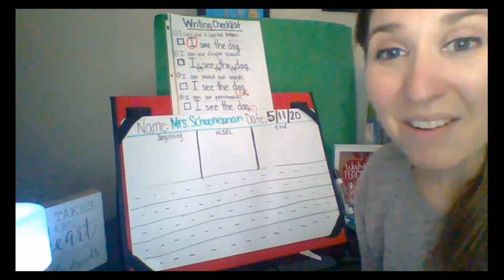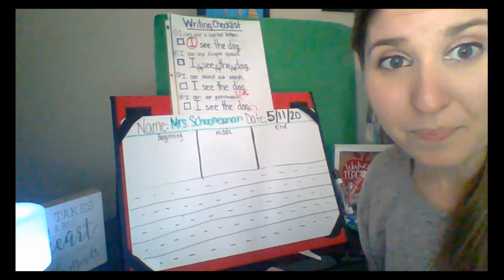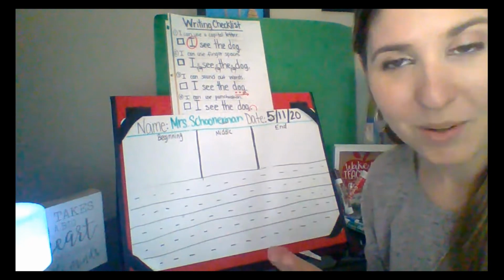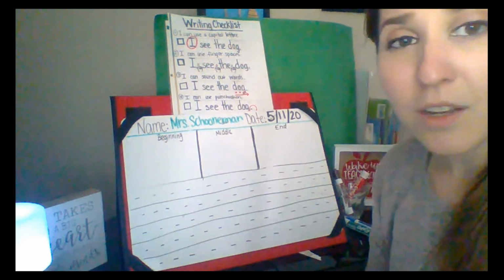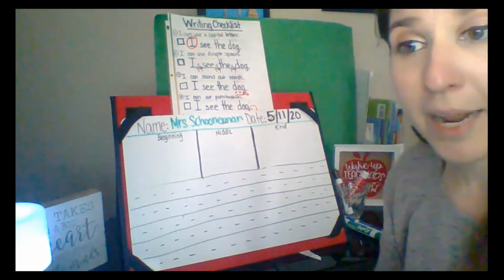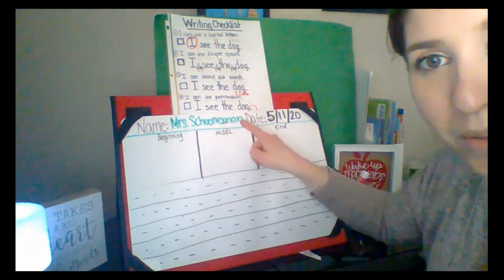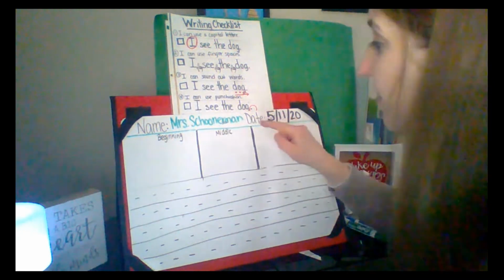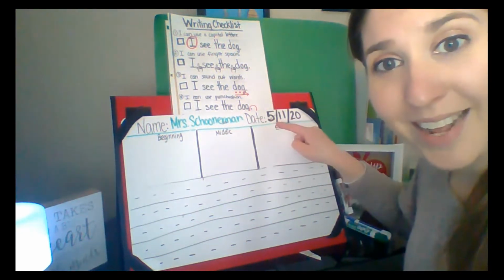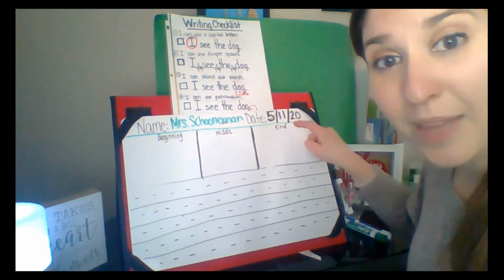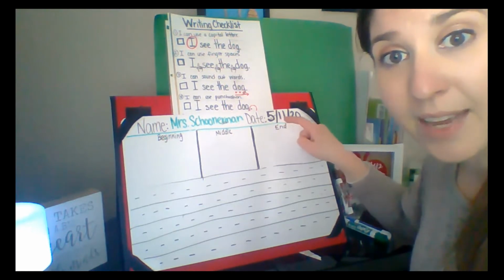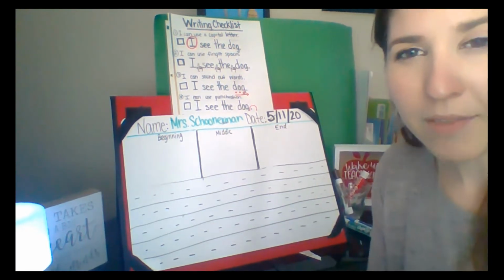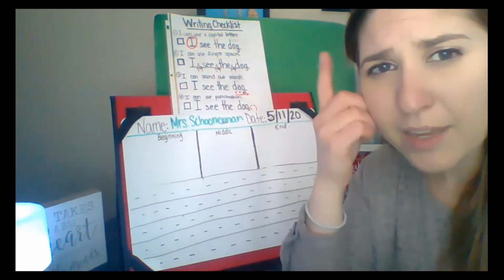All right, writers, now it is time for me to model how to write a personal narrative about my favorite place in the world. The first thing we need to do is write our name. I've got my name already written on my paper. The next thing to remember is to write today's date. If you're watching this on Monday, today is May 11th, 2020. So you would write 5/11/20.